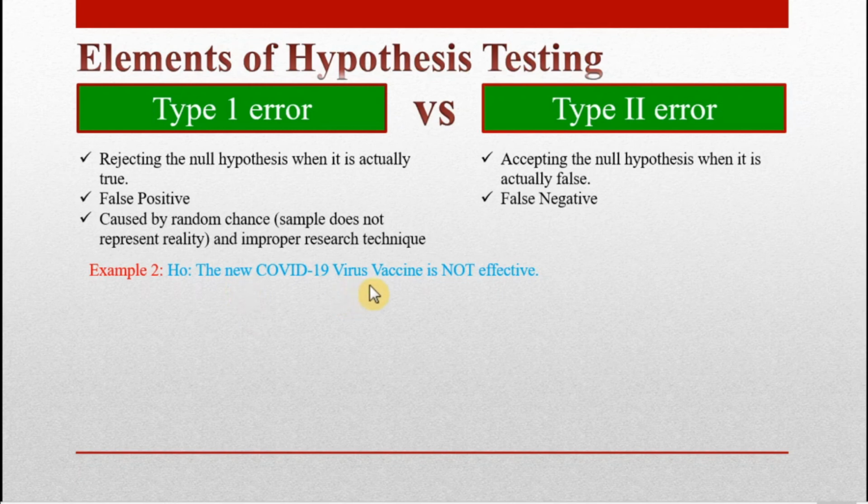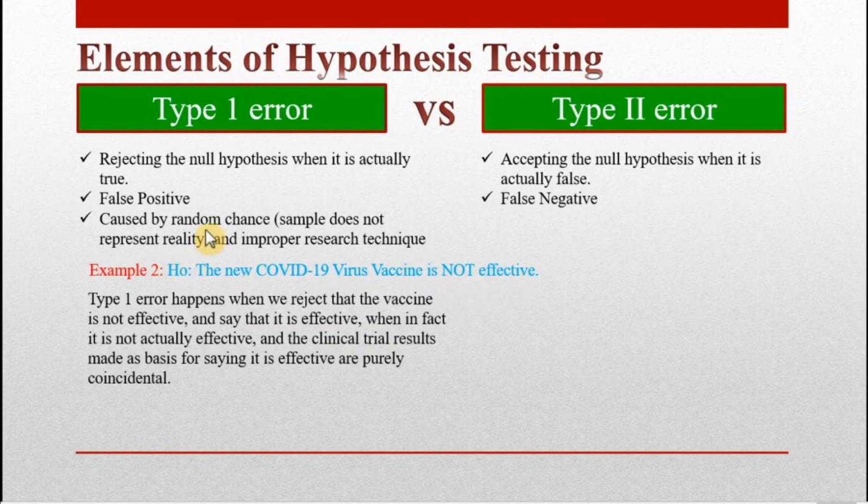Another example, here is our null hypothesis. The new COVID-19 virus vaccine, we are referring to the vaccine, is not effective. So this is the heart of the sentence, that the vaccine is not effective. Type 1 error happens when we reject that the vaccine is not effective and say that it is effective when in fact it is not actually effective, and the clinical trial results used as the basis for saying that it is effective are purely coincidental. So it's an error. That error is called a type 1 error.